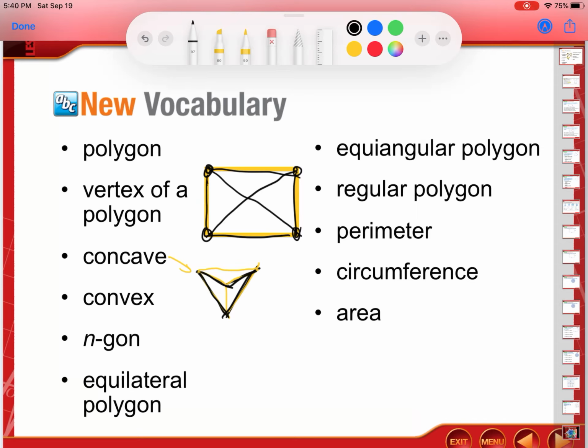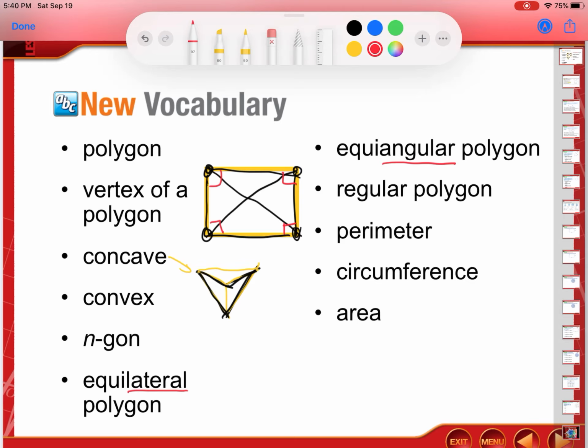Equilateral polygons: equilateral means that all the sides are the same length. So all the lateral sides are all equal. Think of a square where all the sides are the same. Just like equilateral, equiangular means all the angles are the same. An example of this would be the square or this rectangle even. All these are 90-degree angles, which means they're equiangular.